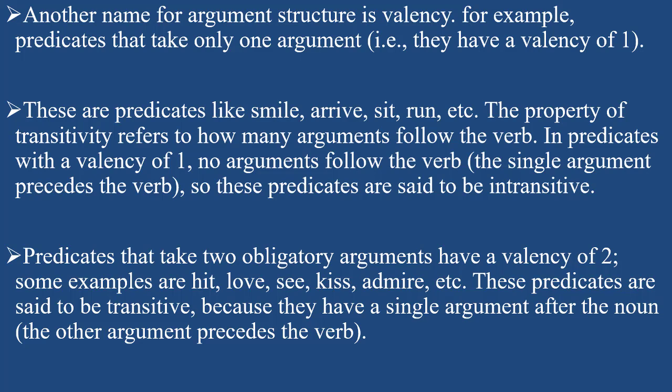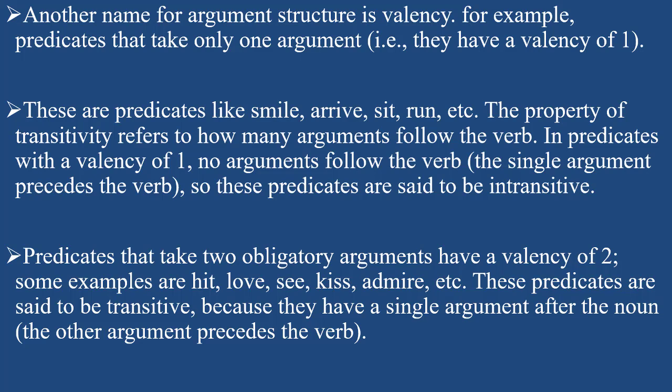So the property of transitivity refers to how many arguments follow the verb. In predicates with a valency of 1, no arguments follow the verb. The single argument precedes the verb, so these predicates are said to be intransitive.